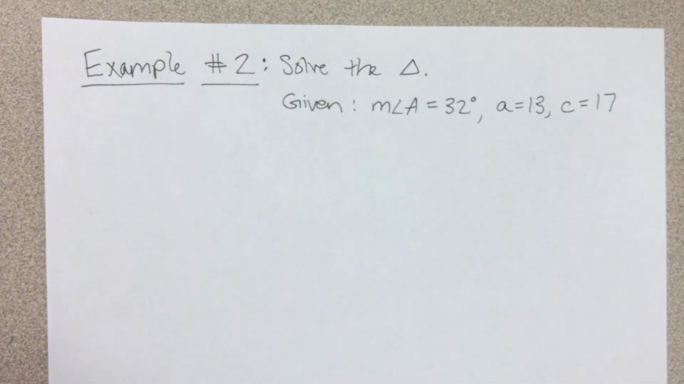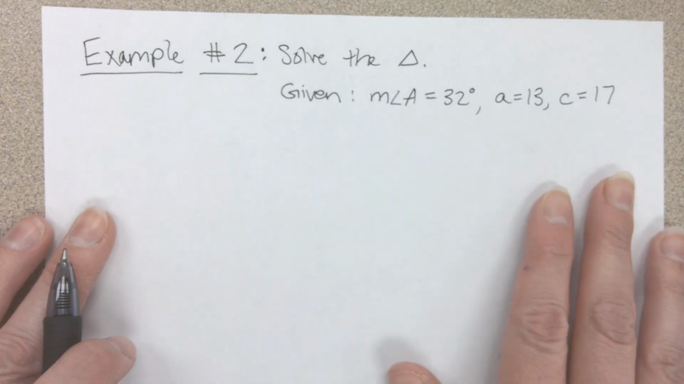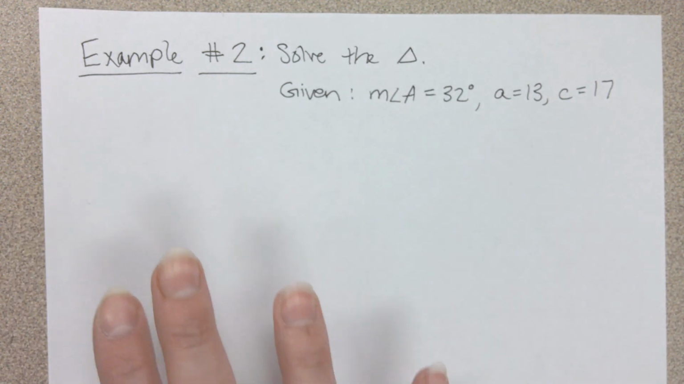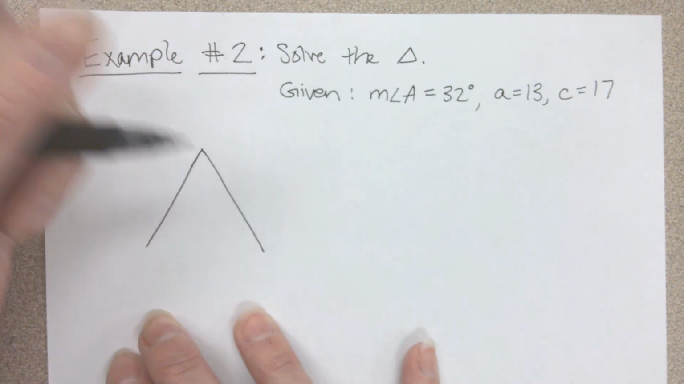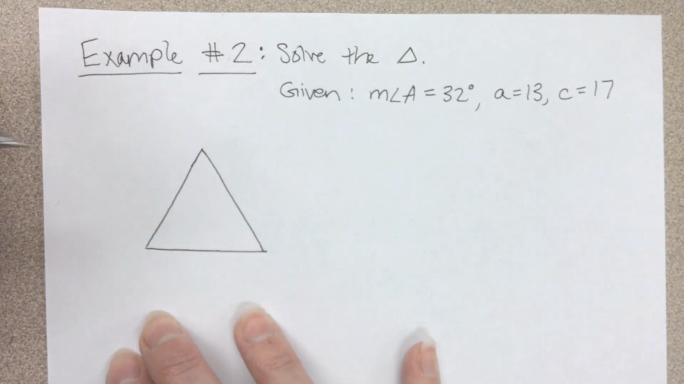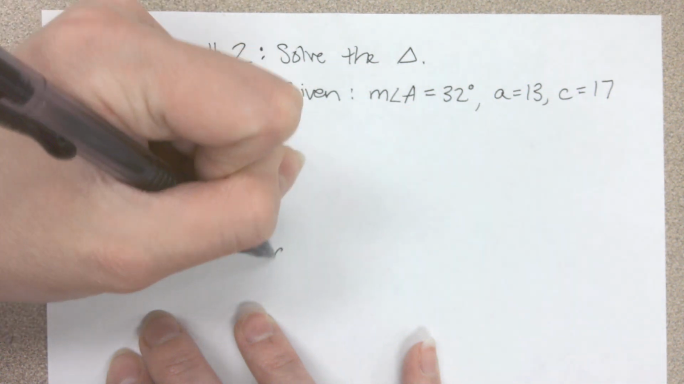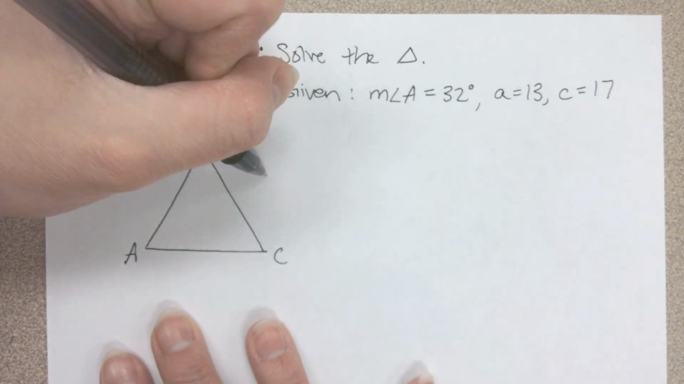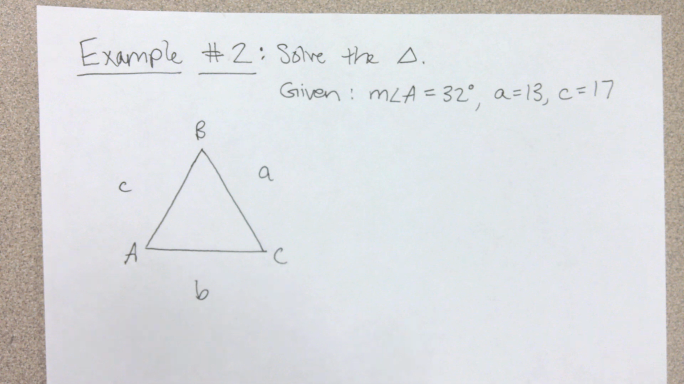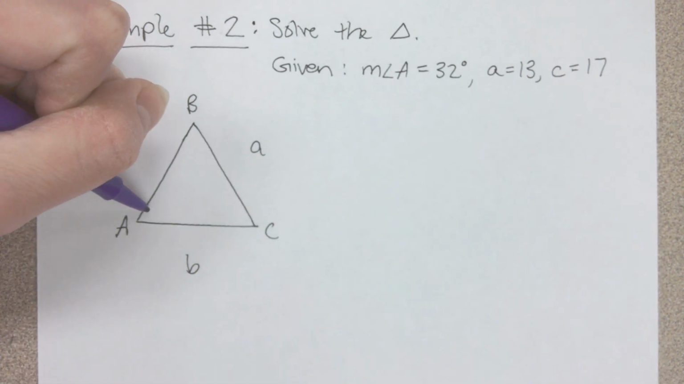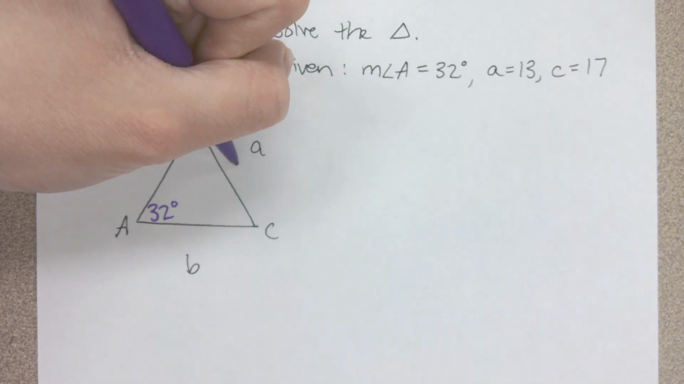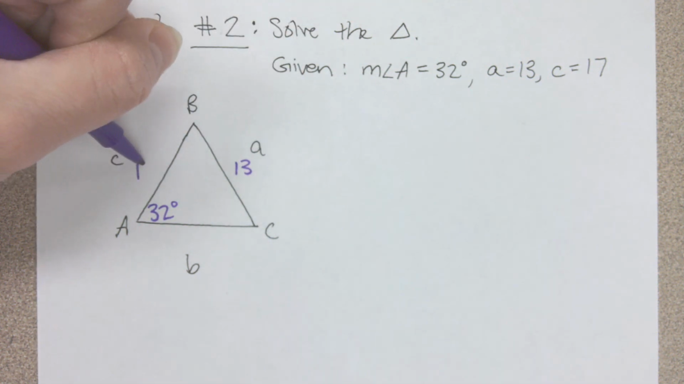First things first, we're going to draw the initial triangle and leave space for a second triangle. You will need it for this problem. A, B, C. And our sides, little a, little b, little c. And we'll label the given information. Angle A is 32 degrees, side A is 13, and side C is 17.